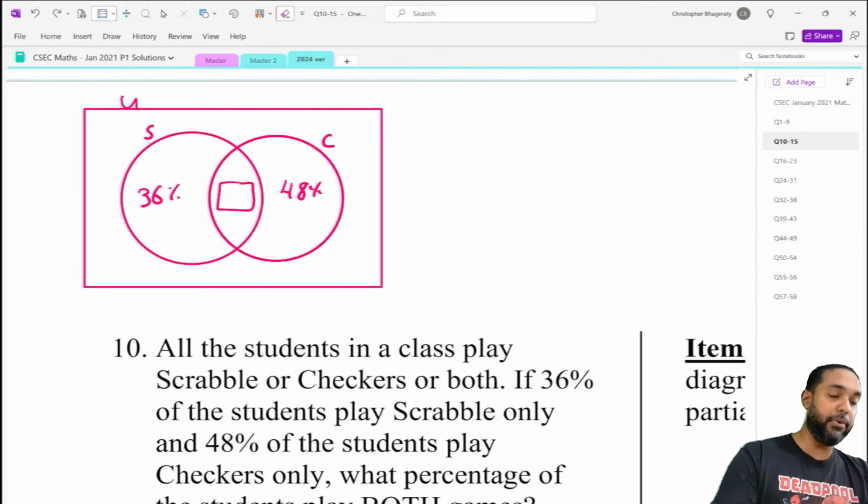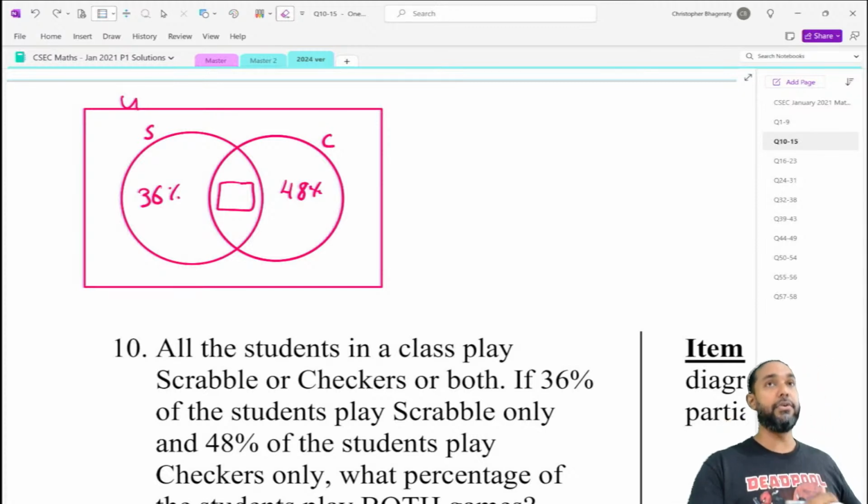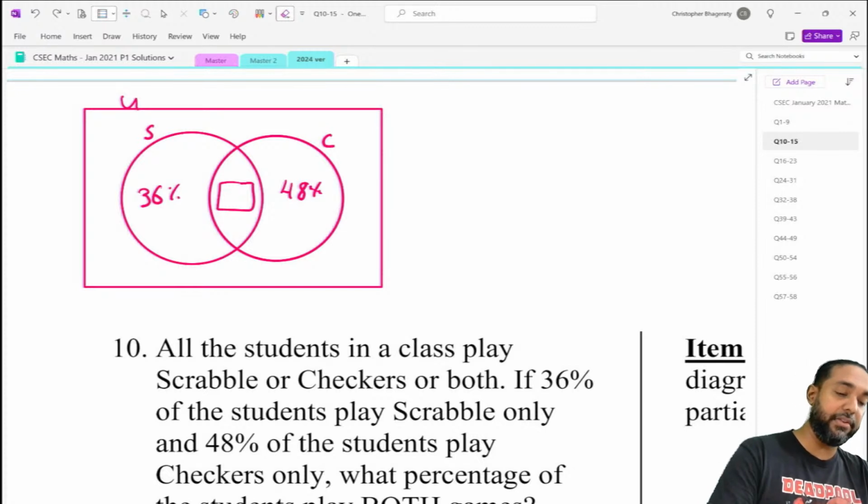So of course, if you add up all the percentages in a sample space, you'll get 100%. So just like with a triangle, instead of 180, you're at 100 now. So we'll add up 48 and 36 and subtract it from 100%. 16? Is that 16? Right? Because 36 and 48 is 84.